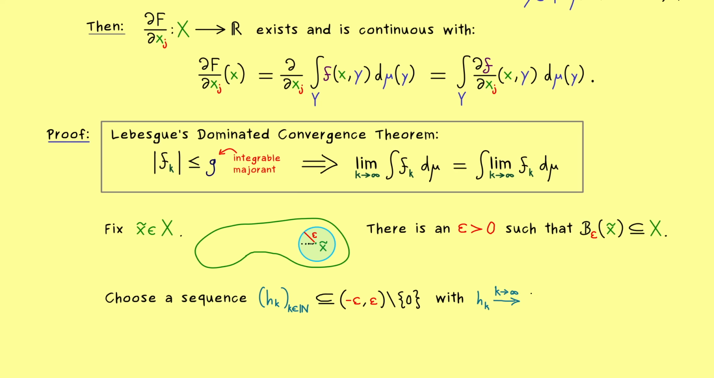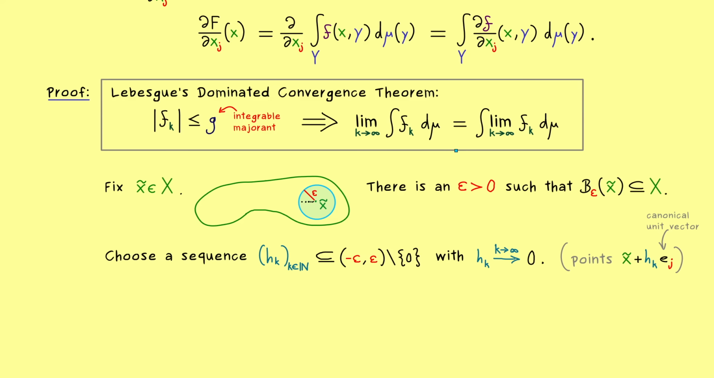So the sequence of scalars hk should tend to 0. Therefore, again, the points we consider will be given by x tilde plus a small deviation from it. And this one will be given by hk times the canonical unit vector ej. And that's all. Now you see, this is how we can describe a partial derivative of lowercase f as a limit process.